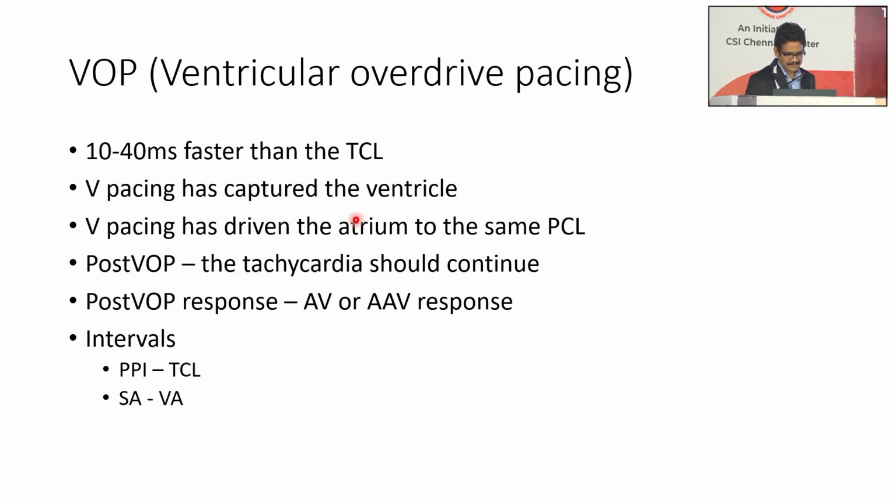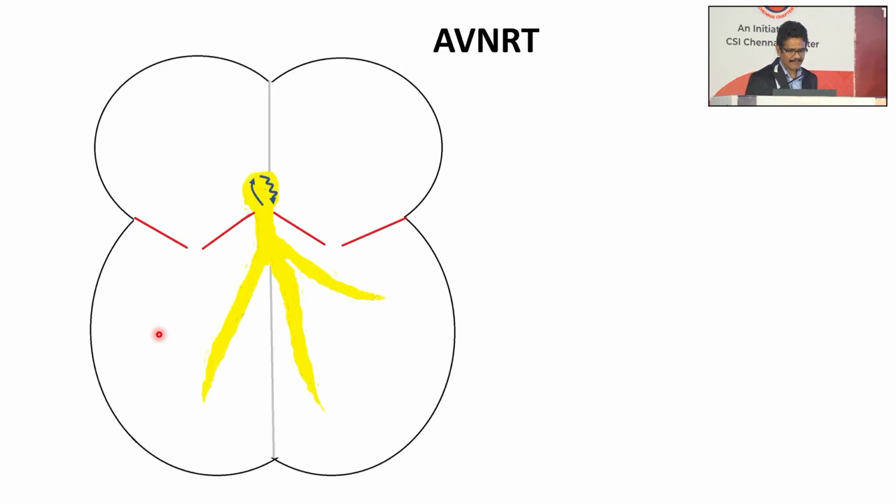If all these criteria are fulfilled, then you look at the response to V pacing, whether it's an AV or an AAV response, and you look at the intervals. This will come in the future slides. So in AVNRT, the tachycardia is antegrade via one of the AV nodal pathways. Here I will represent the slow AV nodal pathway as antegrade, and retrograde is the fast AV nodal pathway. It can be the other way also in atypical AVNRTs.